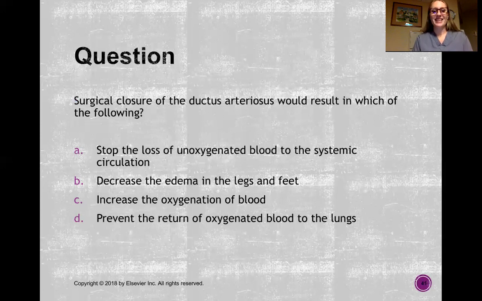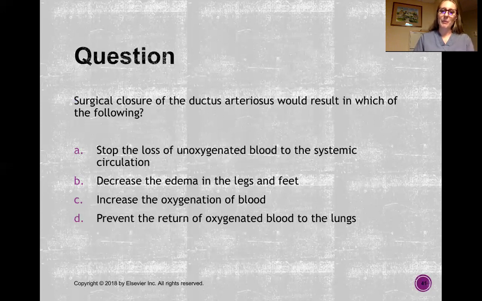Is it going to decrease the edema in the legs and the feet? So is the problem of the ductus arteriosus that we're having a backup in the heart, or is it a different problem? And are we going to increase the oxygenation of the blood, or are we going to prevent the return of oxygenated blood to the lungs? So the answer is D. We're going to prevent the return of the oxygenated blood to the lungs. And if you go back and look at that figure, I think it was 42.2. Yep, 42.2. You can see why.